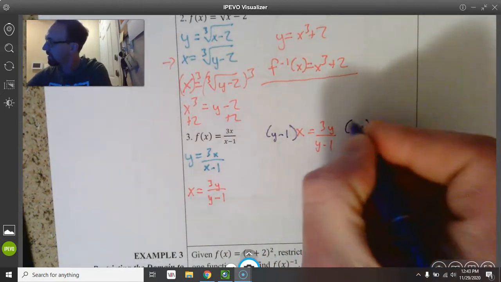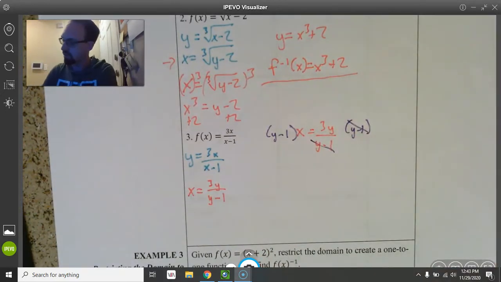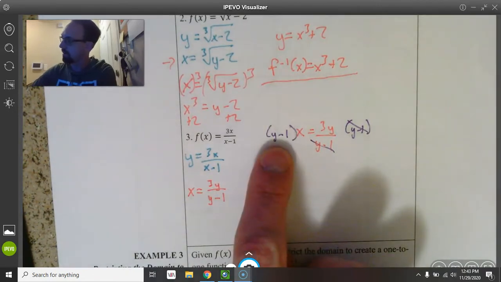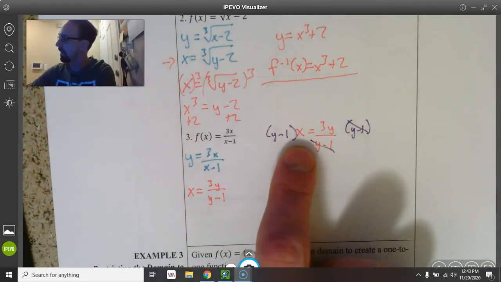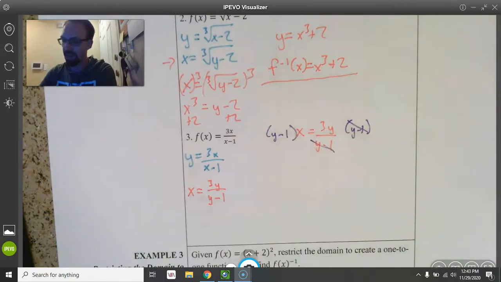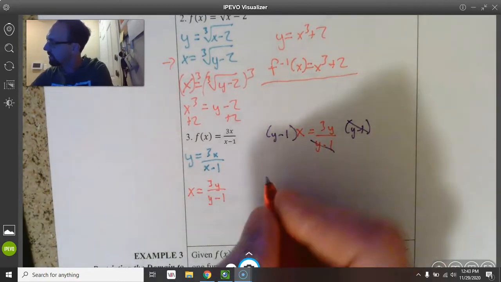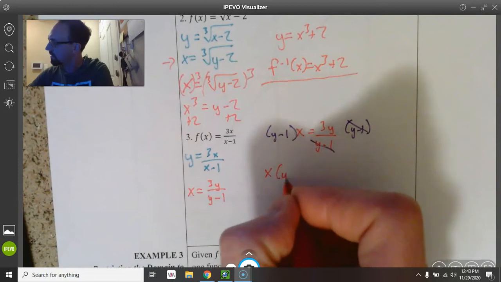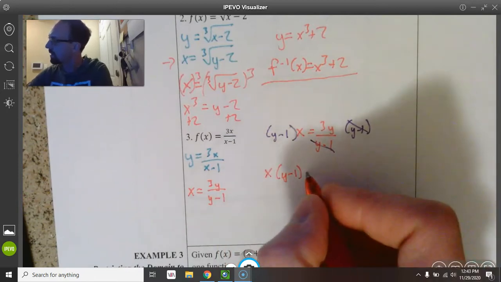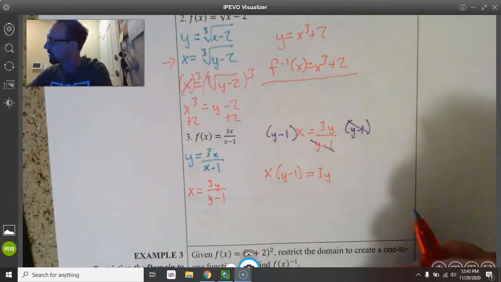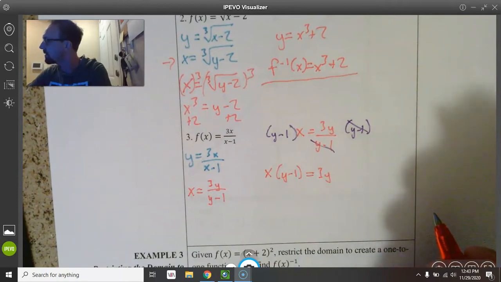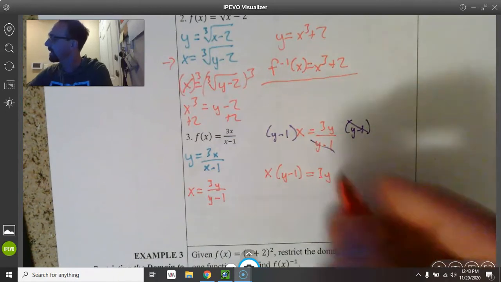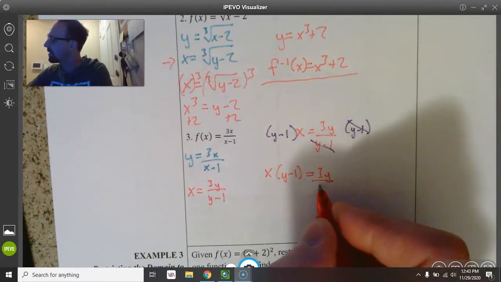And then that cancels with that. I'm actually going to leave it as y minus 1 times x. I'm not going to distribute through just yet. So x, so I just swapped them here, equals 3y. All right, so now I want to get, let's see, so I need to divide by y here.